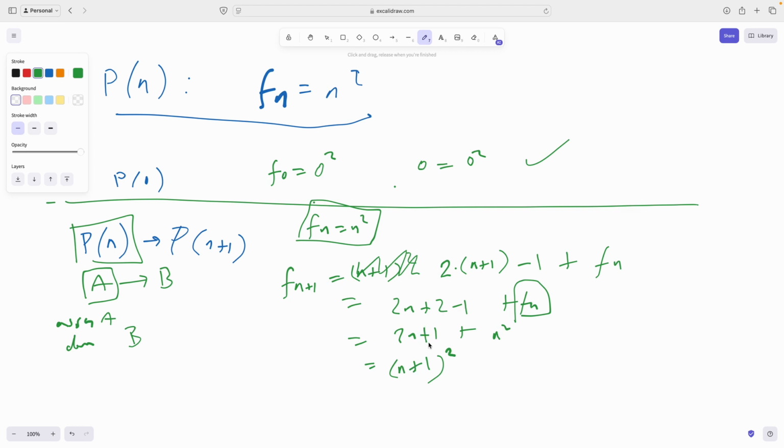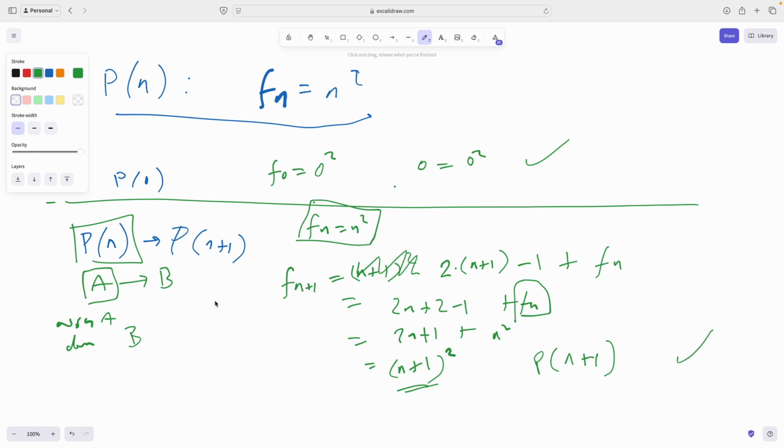That's my error. That was a plus 1, so that does simplify. I made the error there in algebra. So that is actually Pn plus 1. So we've shown that is true. We've shown that Pn plus 1 is true, that Fn plus 1 is indeed n plus 1 all squared. So by induction, we've proven it.